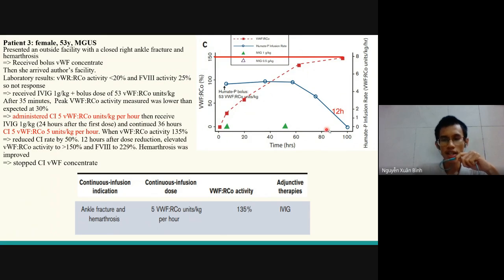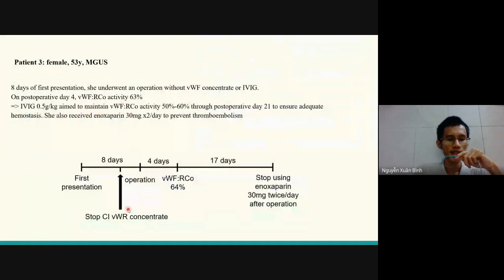And at this time, von Willebrand activity was above 150%, and hemostasis was improved. So they decided to stop the continuous infusion of von Willebrand factor concentrate. And 8 days after she first presented at the hospital, she underwent the operation without any problem.